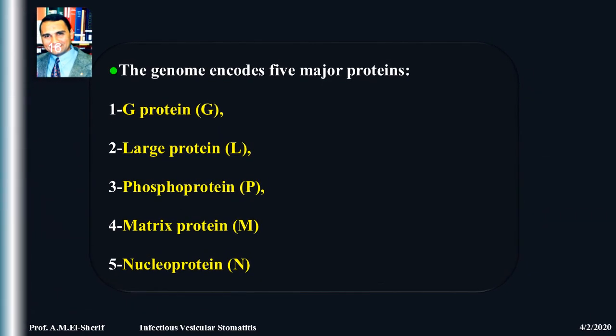Infectious vesicular stomatitis genome encodes the following. There are five major proteins: G protein, large protein, phosphoprotein, matrix protein, and nucleoprotein. These five proteins are very important during the multiplication and the pathogenesis of the virus inside infected cells.